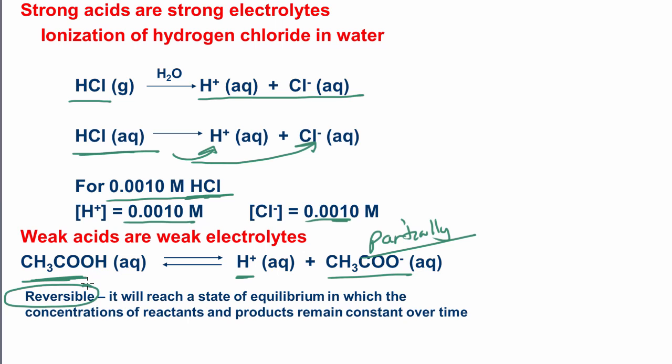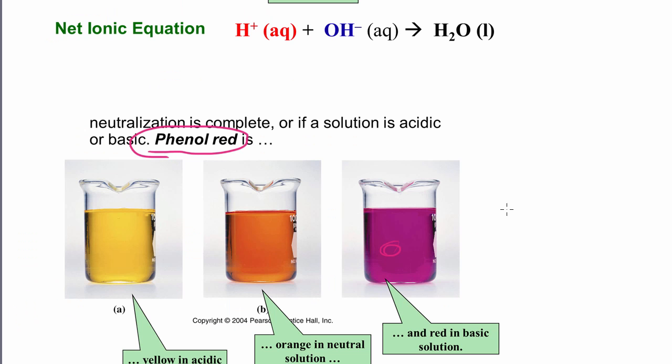So what will happen is the acetic acid will partially dissociate into hydrogen ions and acetate ions. And then after some time, the hydrogen ions and acetate ions will recombine to form acetic acid. So you have both a forward and a reverse reaction. What will happen is this will reach a state of dynamic equilibrium, and this means the concentrations of the reactants and the products are going to remain constant over time until that equilibrium is somehow disturbed.